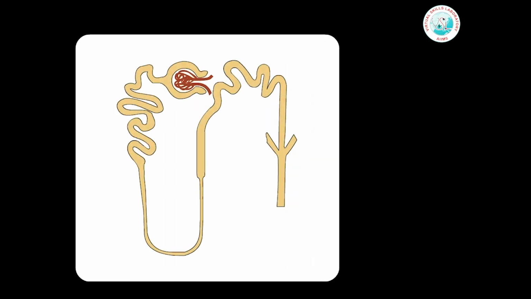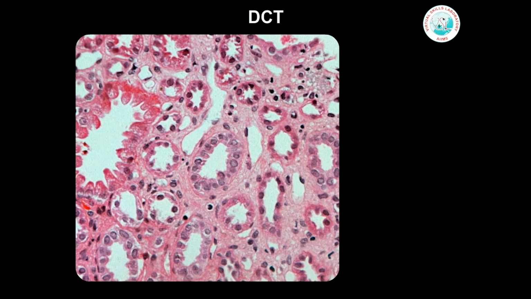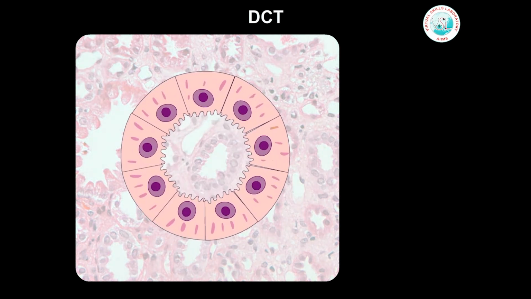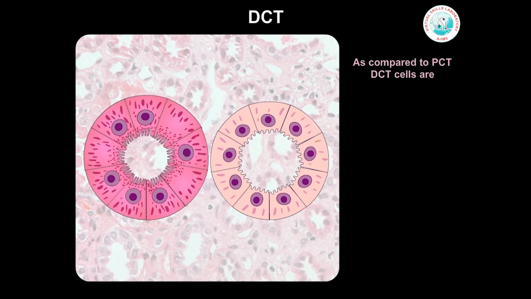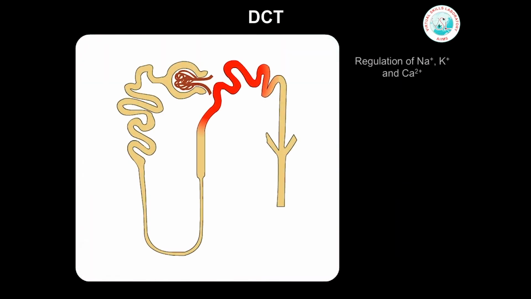The straight, thick ascending limb of loop of Henle becomes the tortuous distal convoluted tubule or the DCT in the cortex. DCT is lined by simple cuboidal epithelium, but as compared to PCT, the cells are smaller, paler, and have no brush border, so the lumen appears larger. In H&E stained slides, more nuclei are visible per section as the cells are smaller. The DCT is partly responsible for regulation of sodium, potassium, and calcium. It is the primary site for hormone-based regulation of calcium.